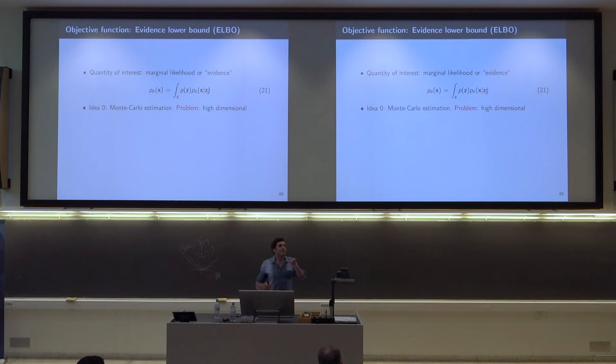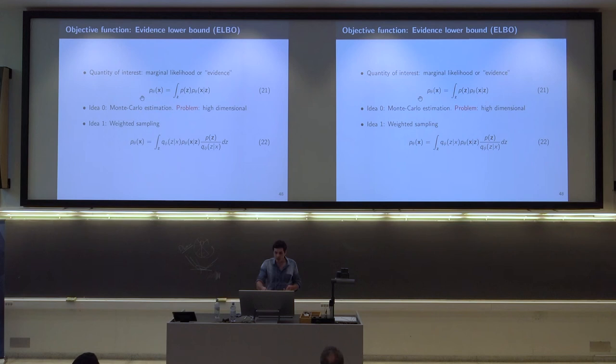Okay, so back to our problem. We say the Monte Carlo estimation, the first solution you could think of, doesn't work because it's too high dimensional. You could improve it. Let's try to build it quickly, because you've had presentations of this solution. You could improve it with weighted sampling.